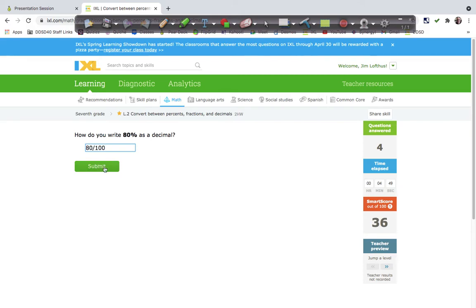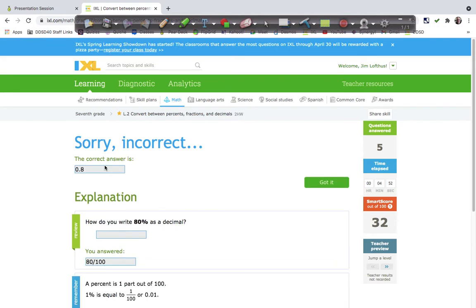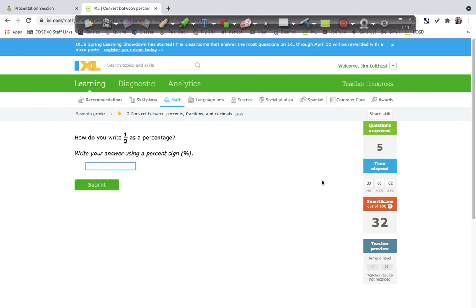80 over 100, until it, so that one says that, I didn't write that one as a decimal. I wrote it as a fraction. So I'm going to slow down a little bit and say, okay, I got it. All right, so this one is write 1/2 as a percentage. So I'm going to actually write on this one 1/2.